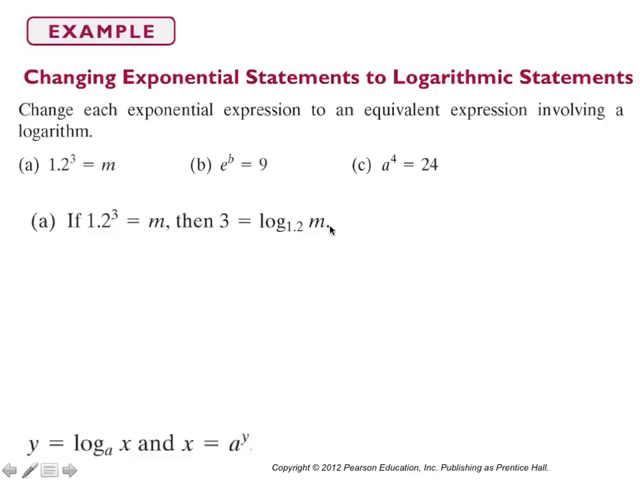It's just the remaining piece. So the exponent now goes by itself. The base remains the base, but for the log instead of the exponent, and then the number that was by itself is now what you're taking log of. So if you have 1.2 cubed equals m, that's equivalent to saying 3 equals log base 1.2 of m. So I want to give you probably about a whole minute to see if you can figure out how to rewrite b and c, and then we're going to go through them.